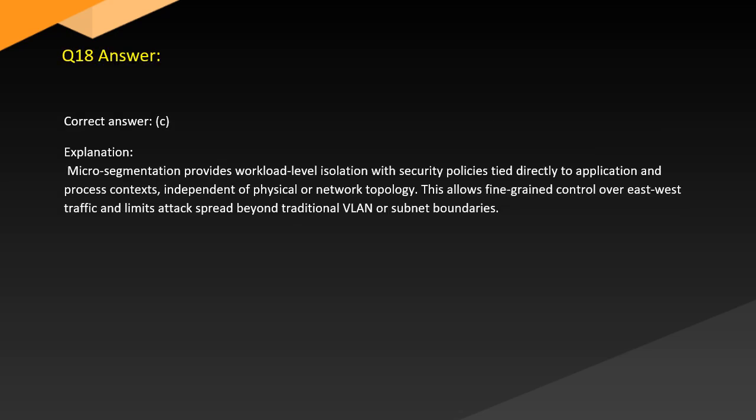Answer. Correct answer: C. Explanation: Microsegmentation provides workload-level isolation with security policies tied directly to application and process contexts, independent of physical or network topology. This allows fine-grained control over east-west traffic and limits attack spread beyond traditional VLAN or subnet boundaries.